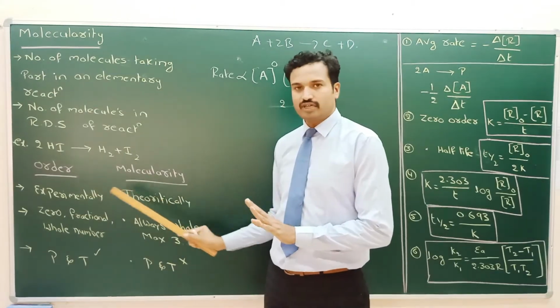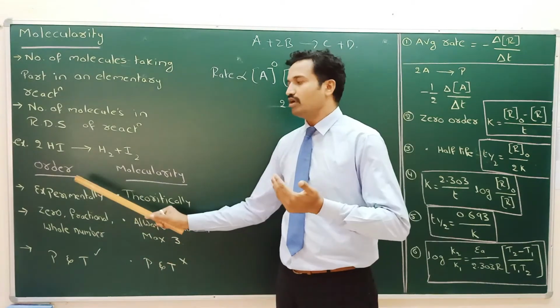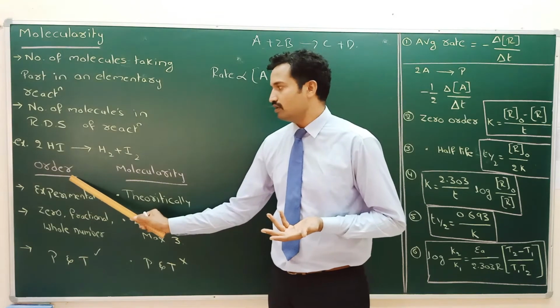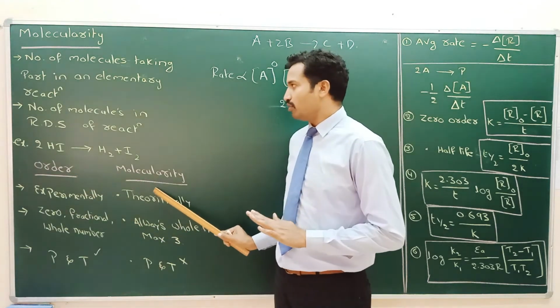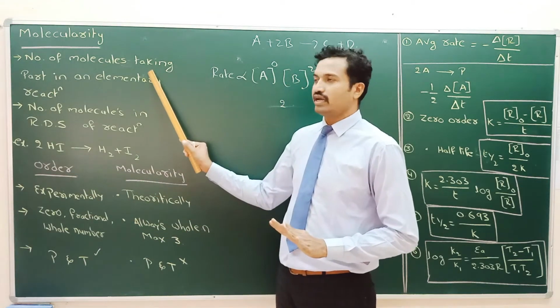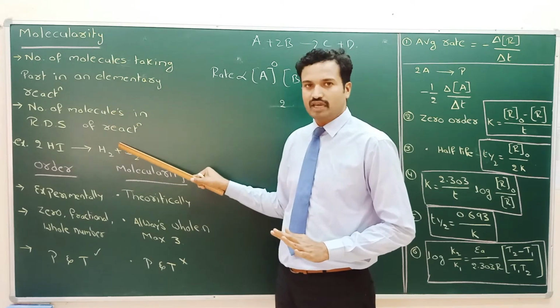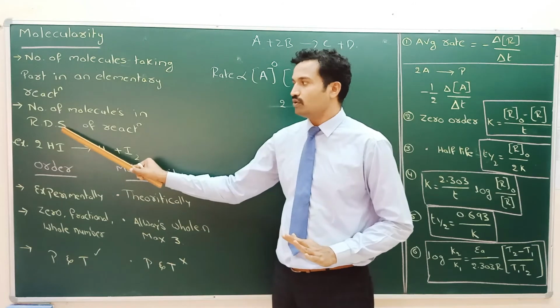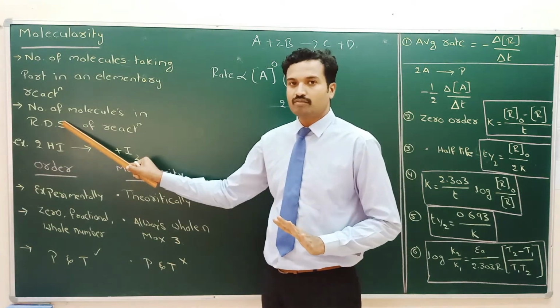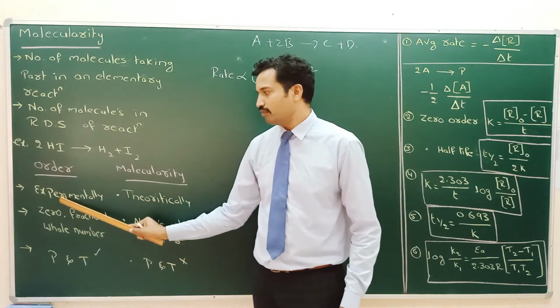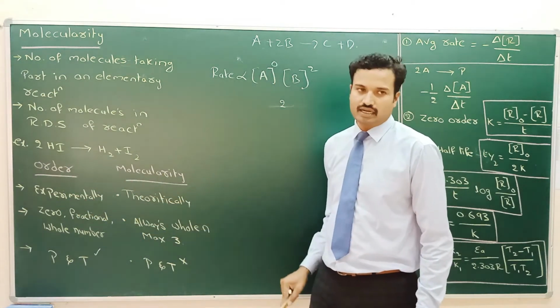Now we will see the difference between order and molecularity. The sum of the powers of concentration terms involved in the experimental rate equation is called order. The number of molecules involved in an elementary reaction is called molecularity. If it is a multiple step reaction, the number of molecules involved in the slow step, or rate determining step, of a reaction is called molecularity. So one is experimental data, the other is theoretical data.